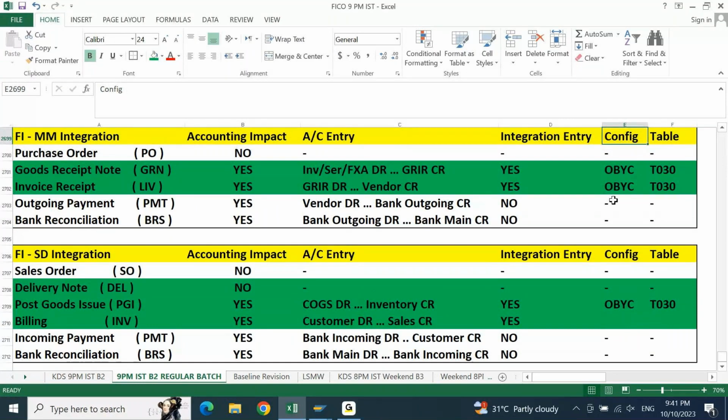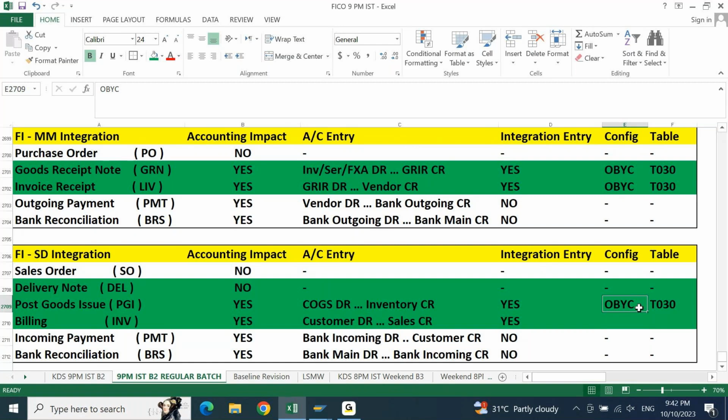Okay, for post goods issue, it is part of OBYC. According to the above table, we were assuming that OBYC is related to FI-MM integration. During your SD integration also, you are writing OBYC, which is MM integration, which means your SD cycle, your order to cash FI-MM integration, will bring the PGI accounting document, the accounting entry, from the MM integration setting, not from the SD integration setting.